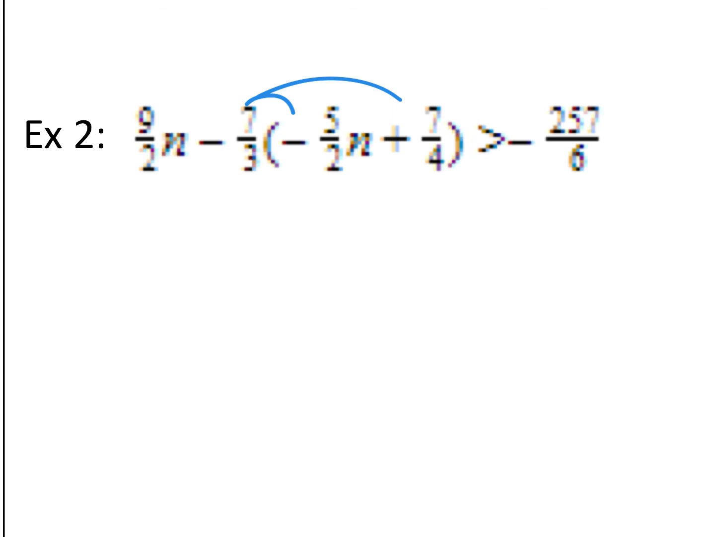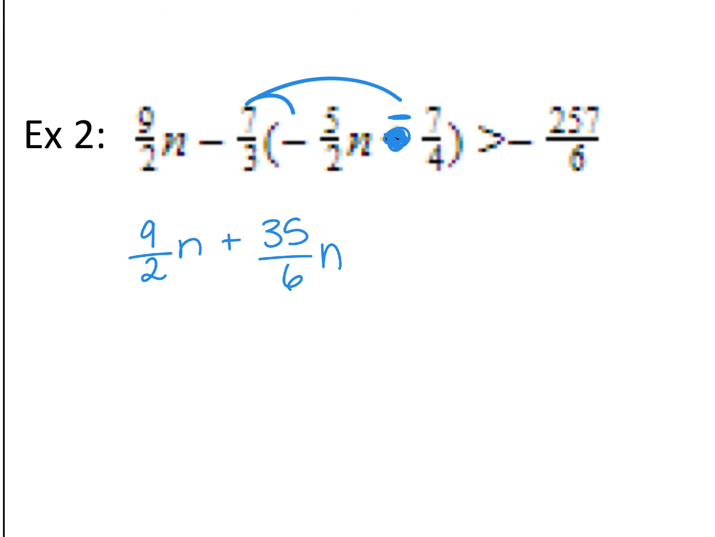Cool. So when we do that, do we do anything with the 9 over 2 yet? No, we'll leave that there. And then negative 7/3 times negative 5/2 is 35 over 6. Good. And then 49 over 12. I think yours might look like it's negative on here, does it? Yeah, so we'll just go ahead and leave it as negative.